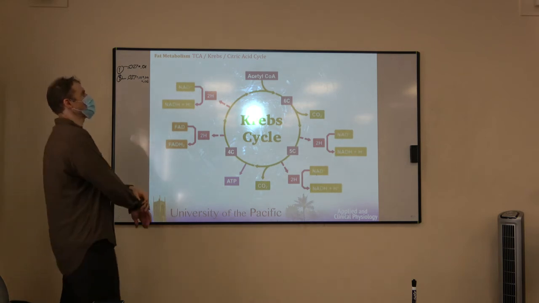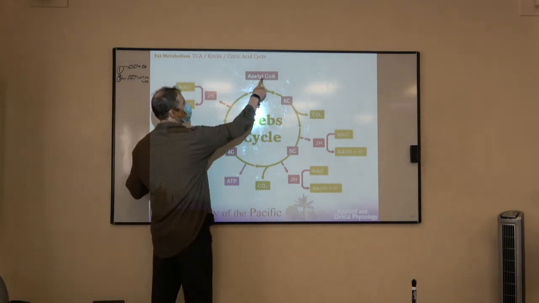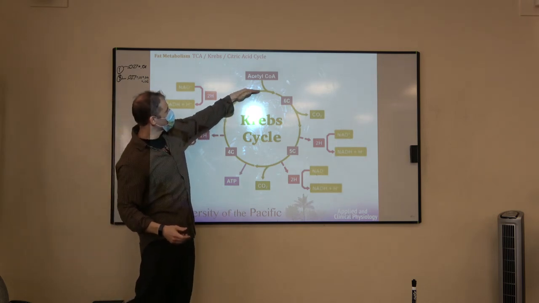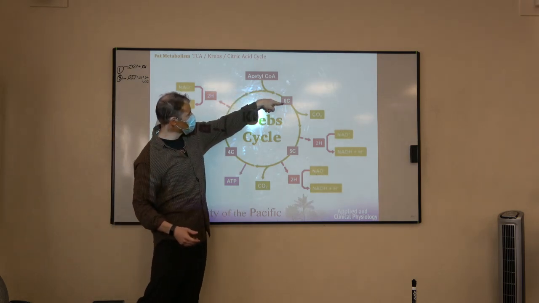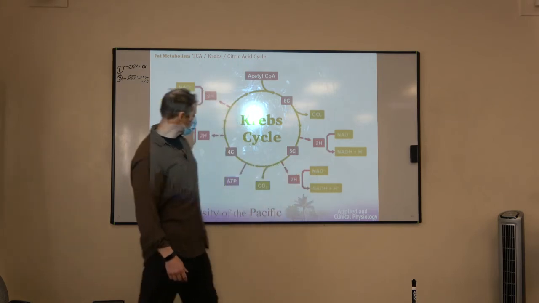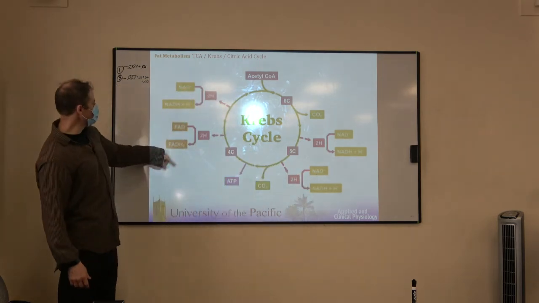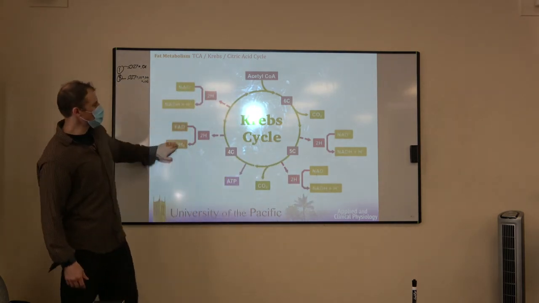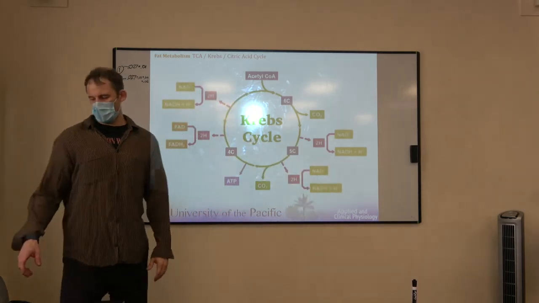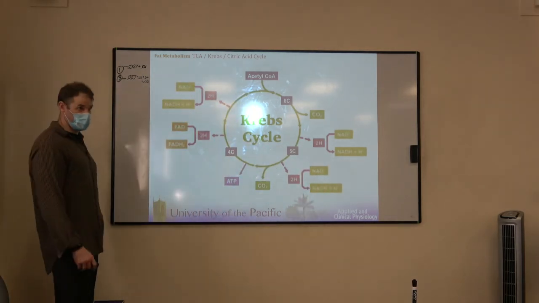So you have your acetyl-CoA, a little 2-carbon compound, and it binds to the 4-carbon oxaloacetate to make that 6-carbon citrate. And really, again, NADH, FADH, NADH. This is what's coming out of it that feeds into the next step, that feeds into the electron transport chain.